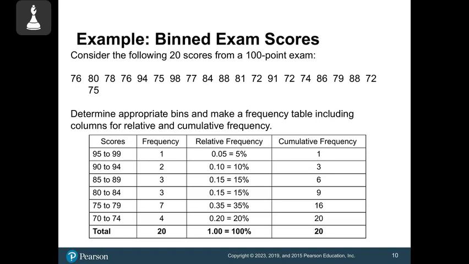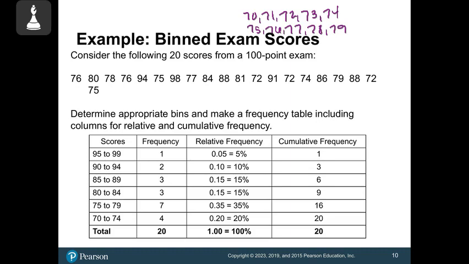So if you look here, 70 to 74, that is 5 values: 70, 71, 72, 73, and 74. The next group must also have 5 values: 75, 76, 77, 78, 79. And the same is going to be true all the way up here.